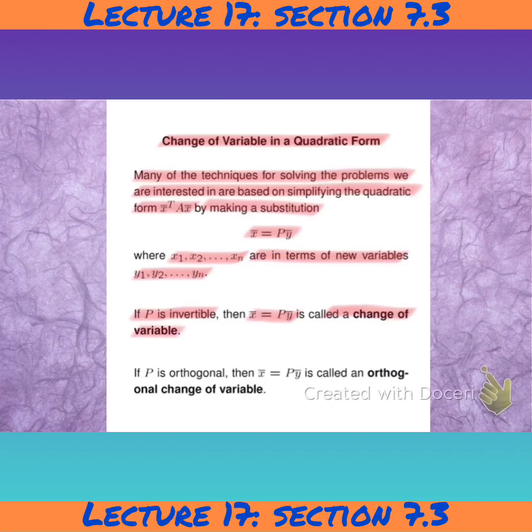So you want P to be invertible because it's going to play a role in diagonalization. If P is orthogonal, however, in other words, P's inverse is its transpose, then that P is called the orthogonal change of variable.